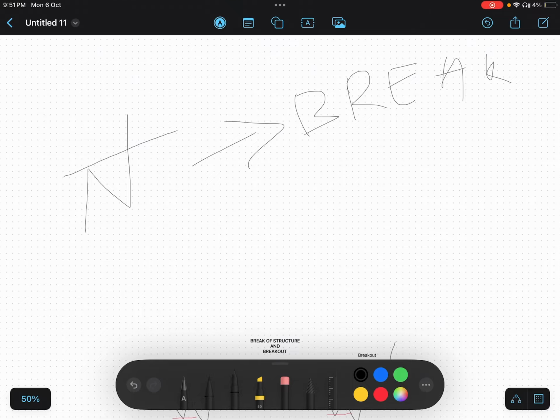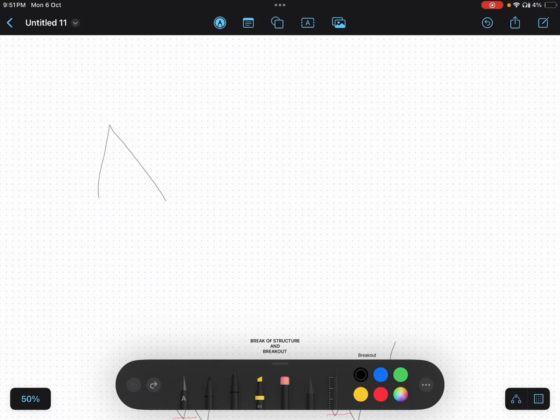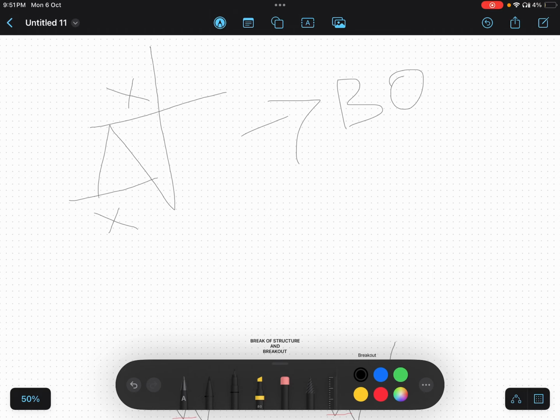So what does a breakout structure mean? A breakout structure is when you have a breakout in both directions: the breakout to the downside and the breakout to the upside. So when both sides were broken, here we have broken to the downside, here we broke to the upside, we call this one our breakout structure.